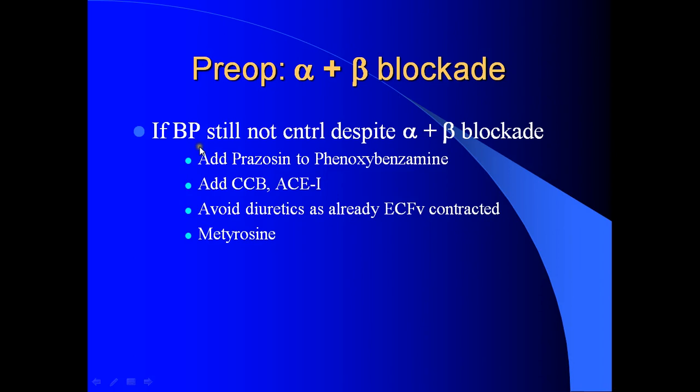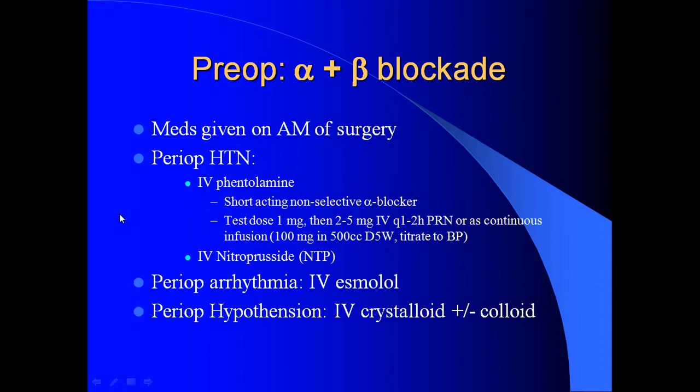If the patient's BP is still not controlled despite alpha and beta blockers, then add prazosin if you are giving phenoxybenzamine, and add calcium channel blockers or ACE inhibitors, but do not give diuretics because it will cause diuresis, which will lead to dehydration or loss of extracellular fluid which is already contracted, and metyrosine can be given to these patients.